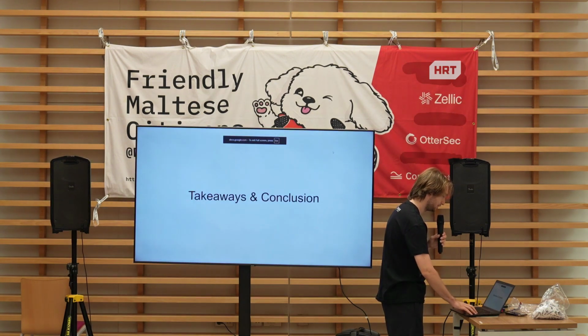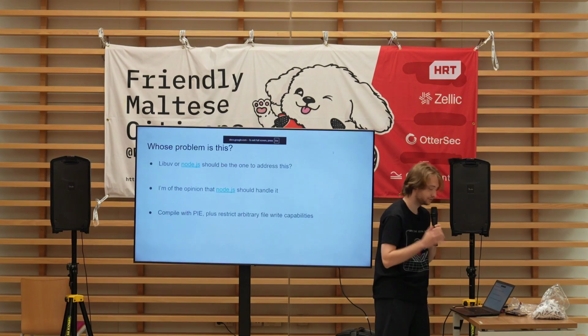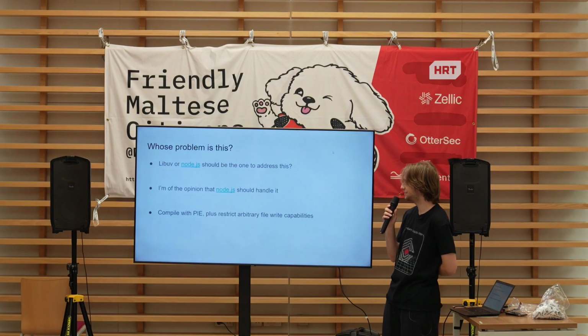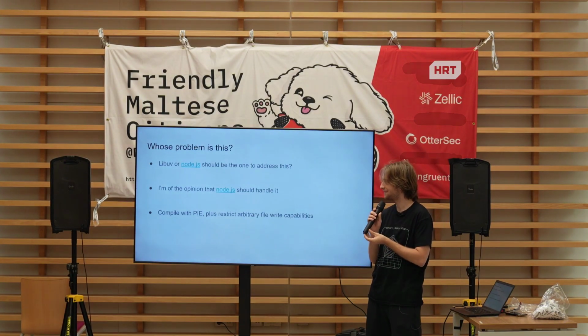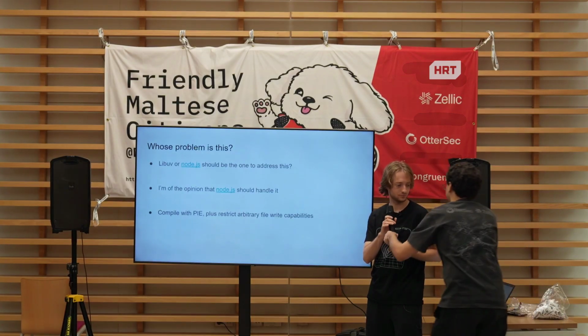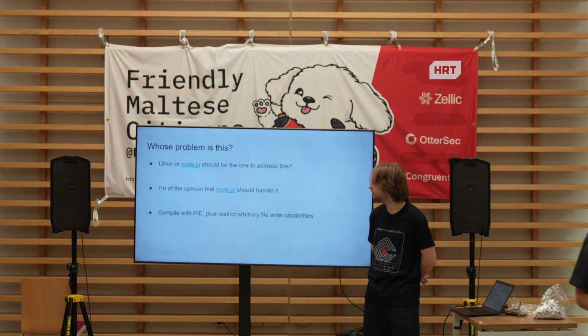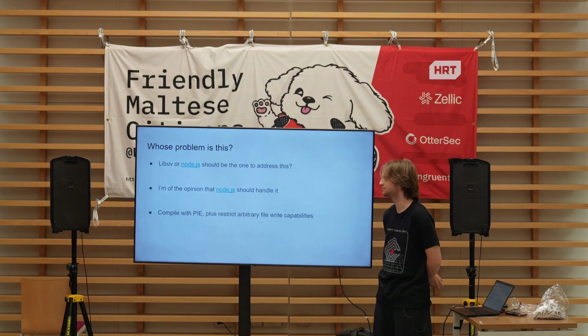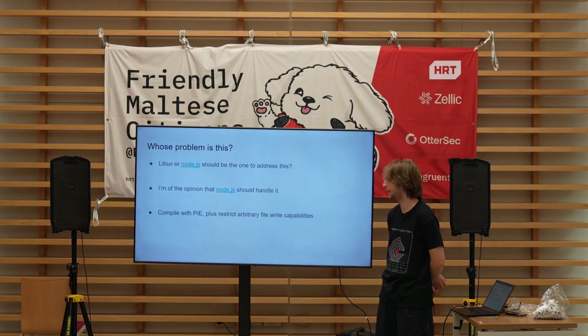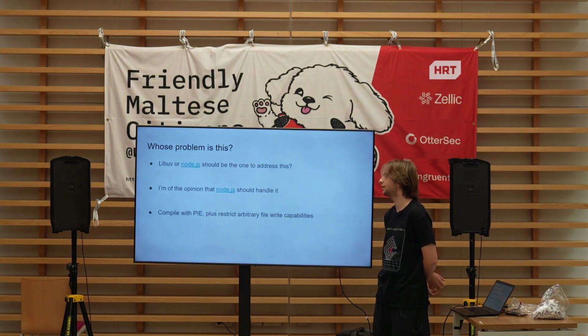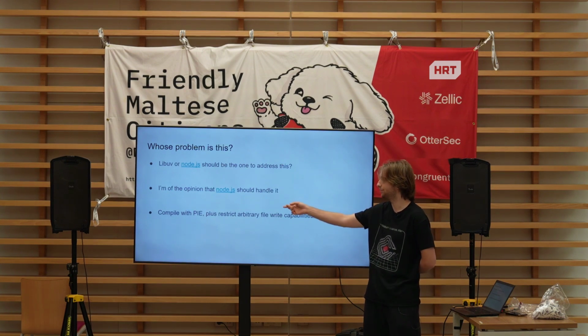So to wrap it up, some takeaways in conclusion. A good question is, whose problem is this? Is it libuv or Node.js? I'm more of the opinion, and I think that's the correct one, that Node.js is responsible for this because it's a whole architectural design choice that they have, with how even in hardened environments you can still achieve that. For example, Node isn't compiled with PIE.